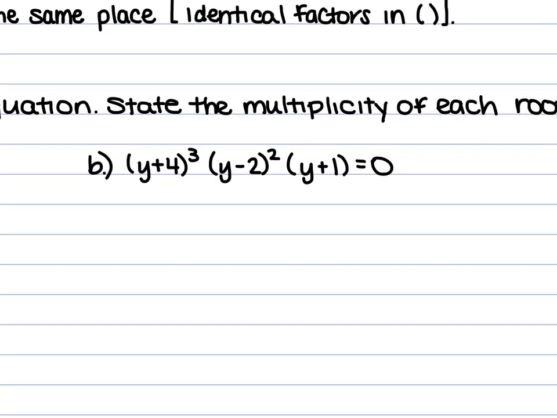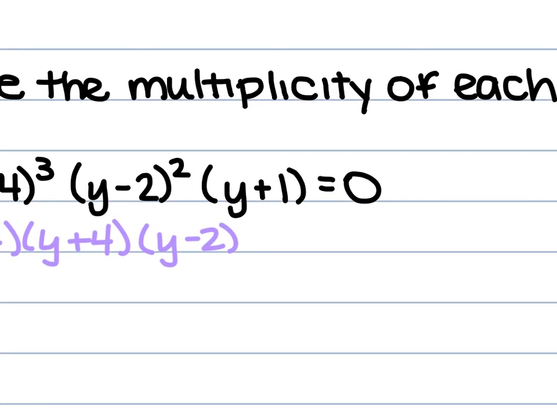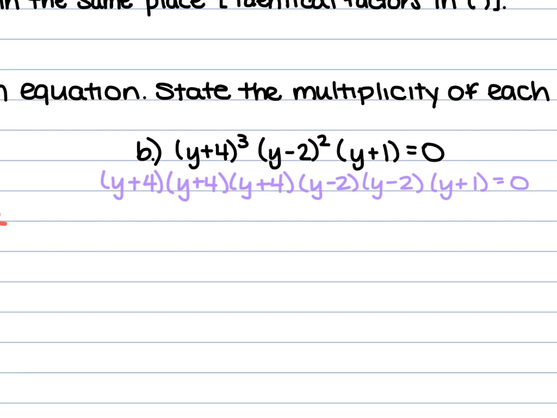If we look at B, we have y plus 4 raised to the third power times y minus 2 raised to the second power times y plus 1 is equal to 0. So this is the same thing as saying y plus 4 times y plus 4 times y plus 4 times y minus 2 times y minus 2 times y plus 1 is equal to 0. So if we were to set all of these equal to 0 and solve, we would have a multiplicity of 3 for the y plus 4 cubed. So again, we're going to have to keep that in mind while we're doing this.